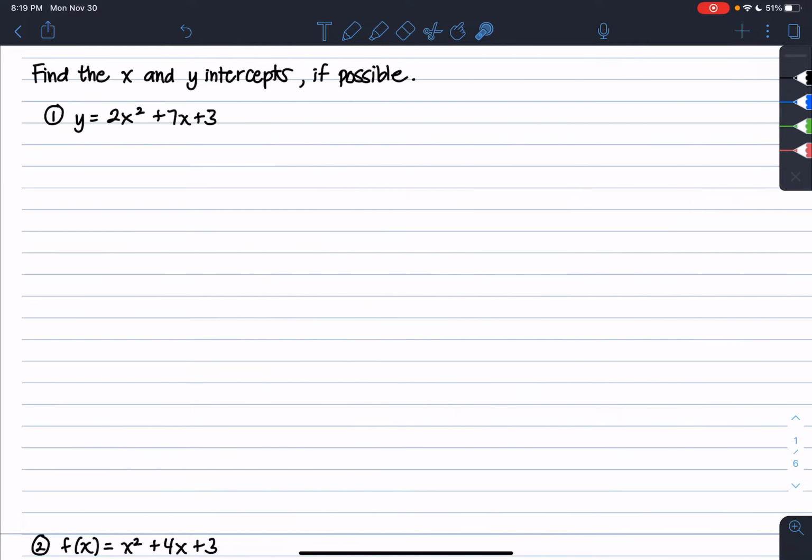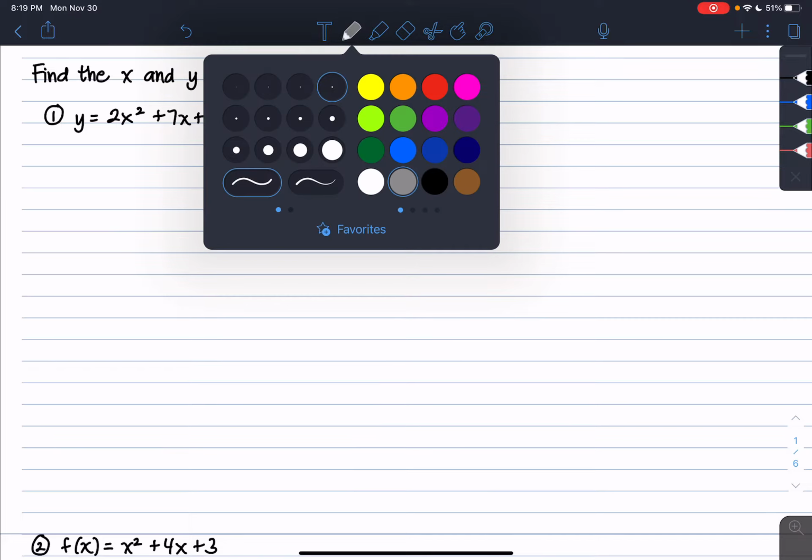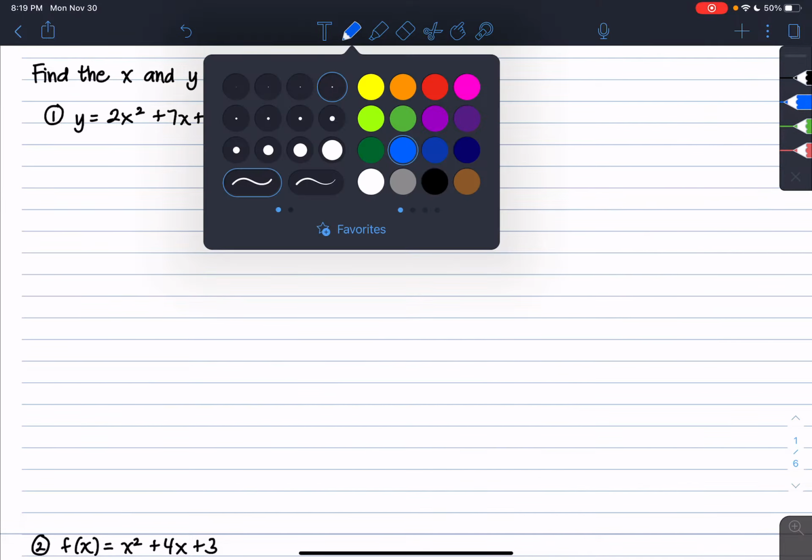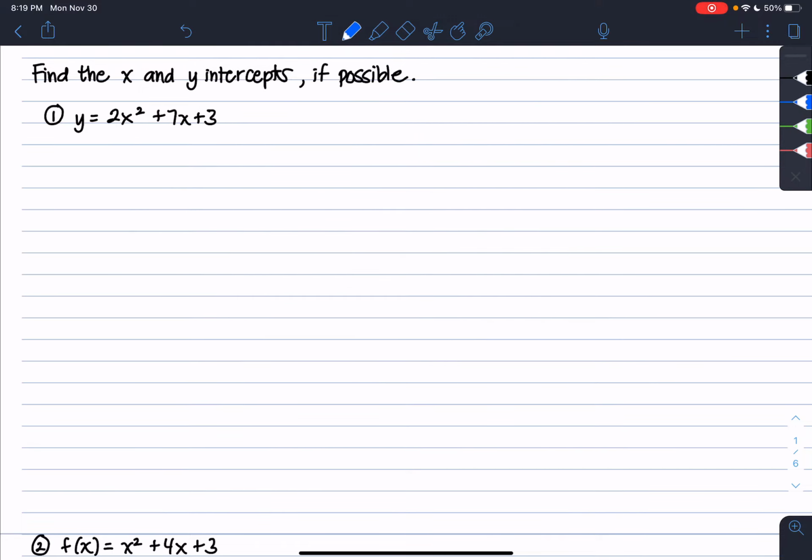Okay, but for these examples, let's take a look. The first problem is y equals 2x squared plus 7x plus 3. I'm first going to go ahead and find the y-intercept.